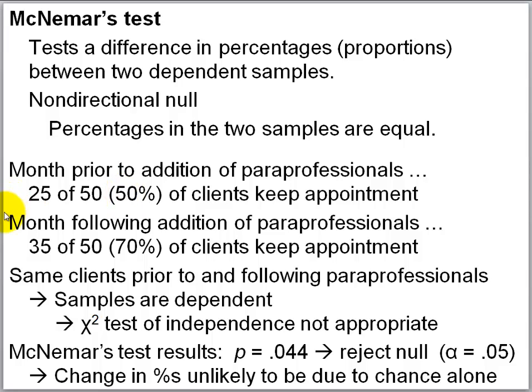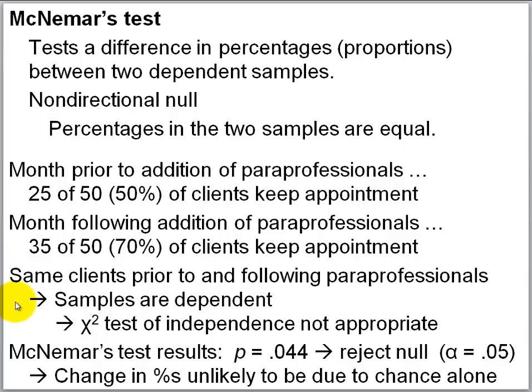Now then, paraprofessionals are added to the team, and we observe this very same group of 50 clients. This is the key: the two samples are dependent. And then following the addition of the paraprofessionals, that is to say in the next month, 35 of 50, or 70% of clients keep their appointments. So appointment keeping differs in the two months. You want to see whether that difference is a large enough one to be statistically significant.